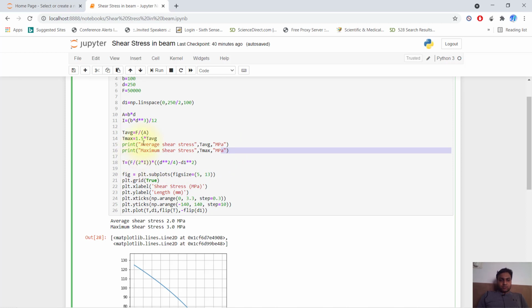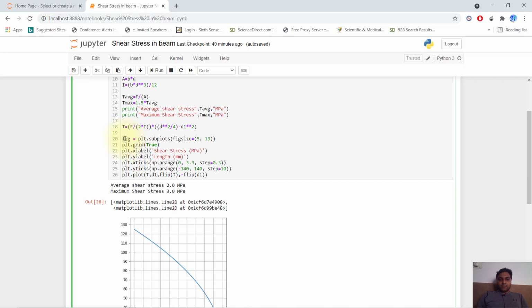Now it is a simple equation: F upon 2I multiplied by D squared divided by 4 minus y squared, at every location where we have to find our shear stress value. We will insert this. So for every location, 125 divided by 100 is around 1.25. It will calculate our shear stress value.